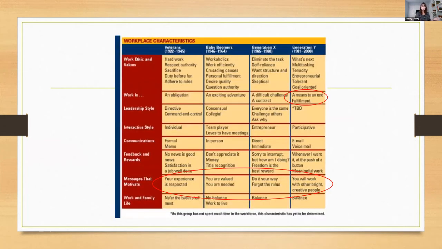So if we look at workplace characteristics, down at the bottom, the messages that motivate the older generation, the veterans pre-1945, again, it's that respect and appreciation. The boomers want to be valued and needed. Gen X wants to forget the rules, so they want to be given the freedom to come up with the rules rather than being handed rules. And then, of course, that next generation wants to hear that they can work with other people that are creative and bright. And so, again, just some things to think about as we go into multi-generational planning.